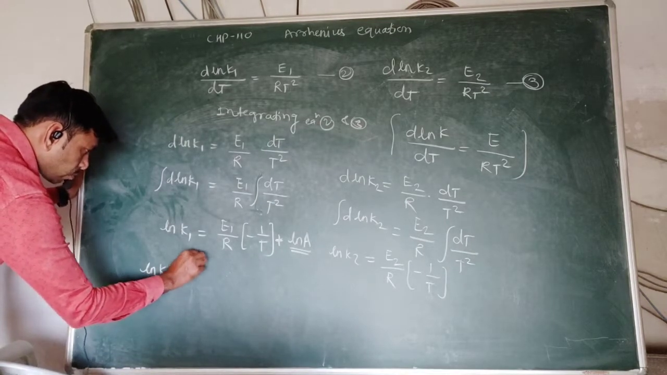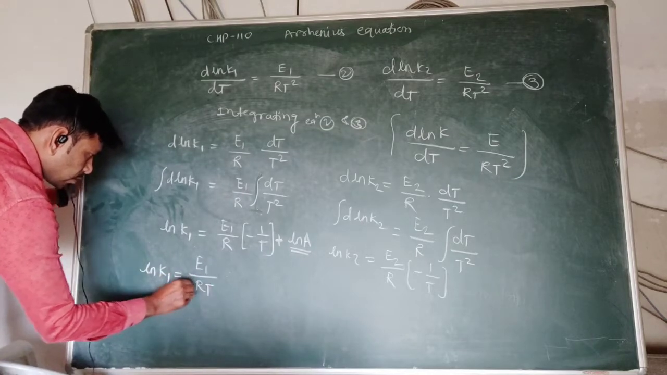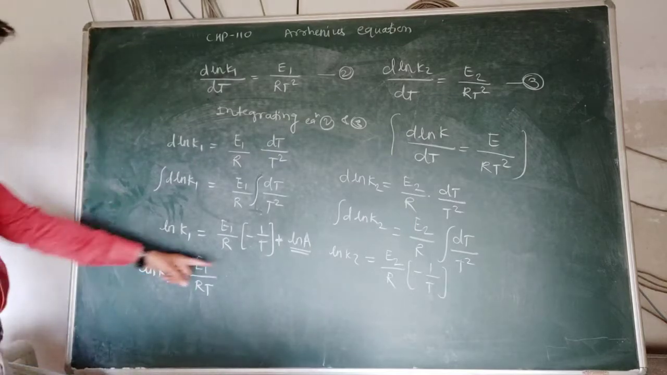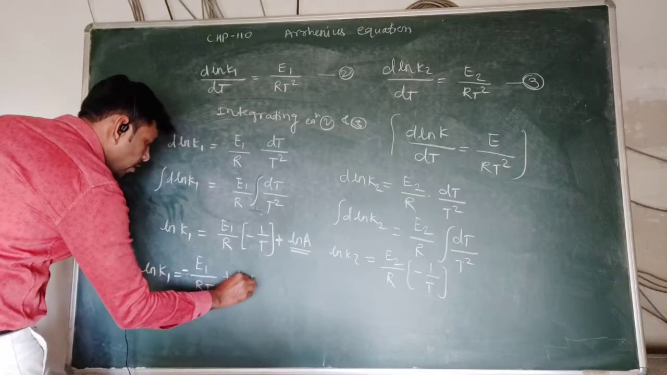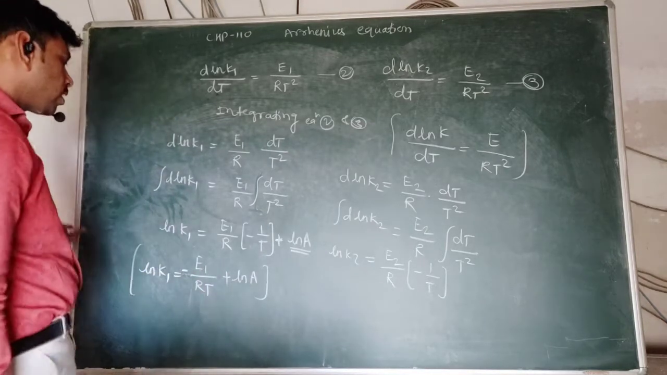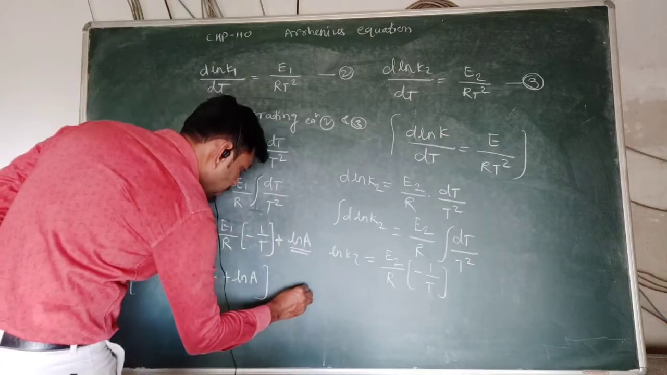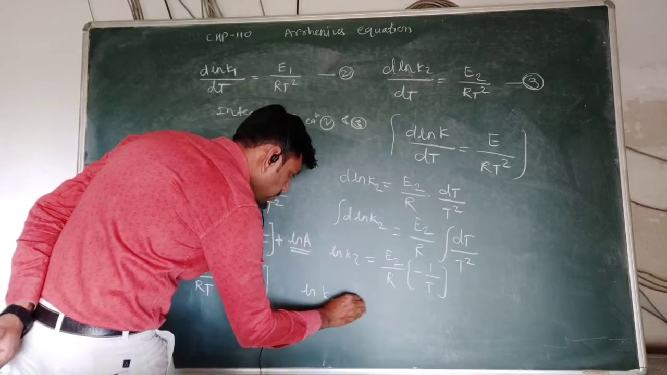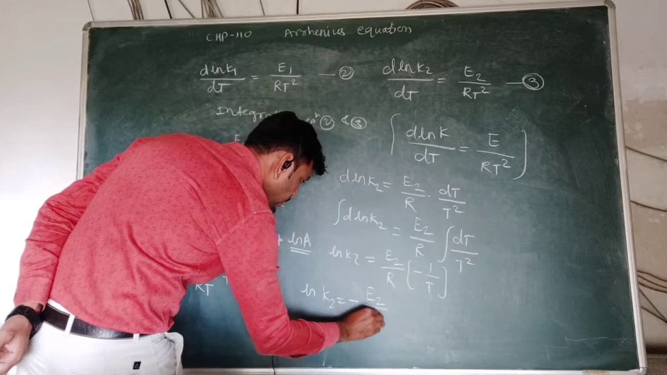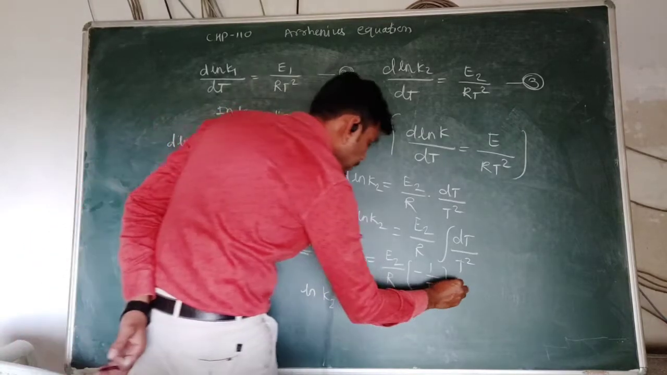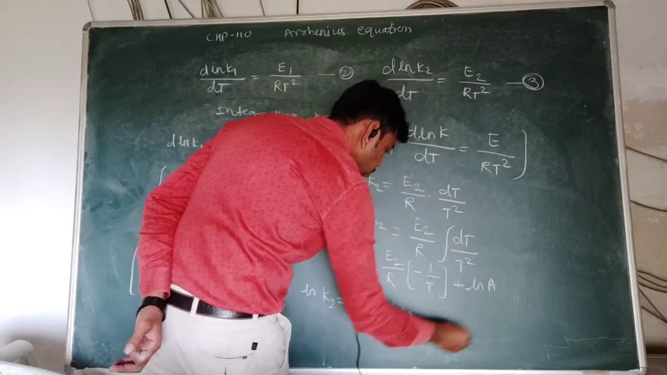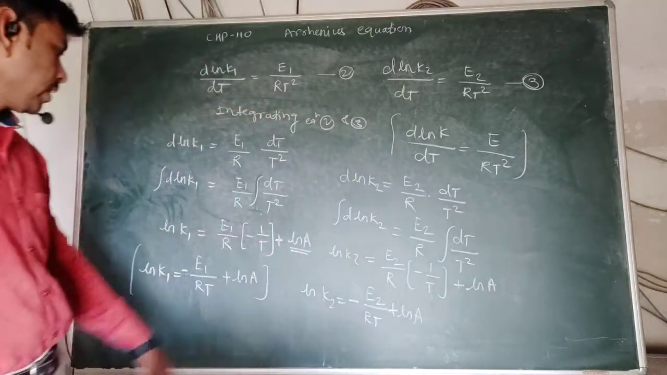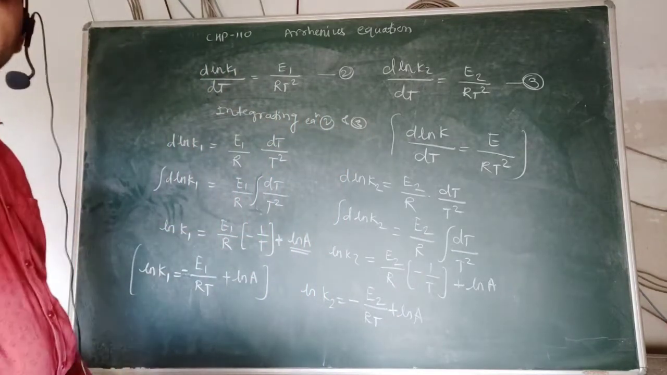So we can write this equation: ln k1 equal to minus E1 upon RT plus ln a, and ln k2 equal to minus E2 upon RT plus ln b, where ln a and ln b are constants of integration. So these two equations we obtain here.